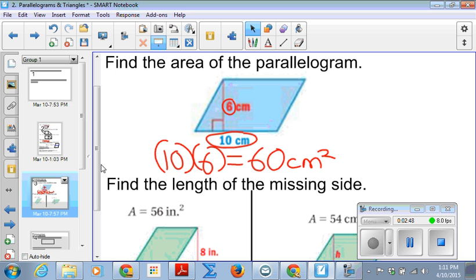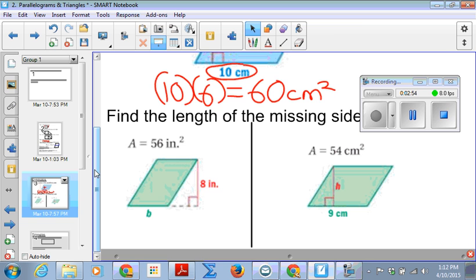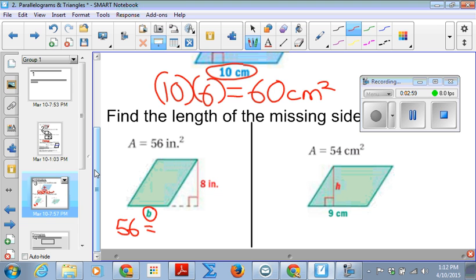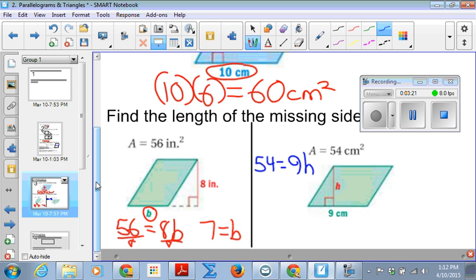So a little different kind of question here. We're given the area, and we've got to find the missing parts. So this one, area is 56. The base here is what's missing, and we're told the height is 8. So we know it's a one-step equation, and we just divide both sides by 8 for a base of 7, or 7 inches. On our other one, area is 54, base is 9, height's the unknown, one-step equation. Our height is 6 centimeters.